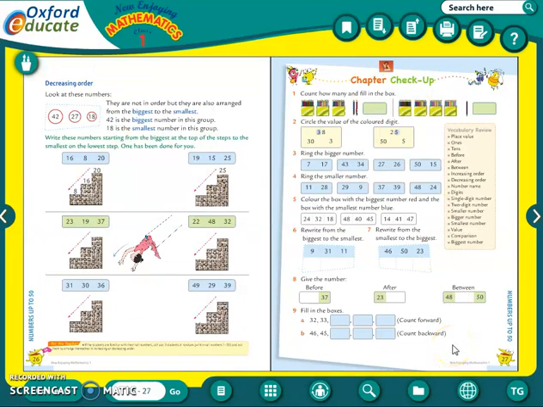This is the homework. And then in the notebook we will also continue. In the notebook I'll give you one more work of increasing order and decreasing order in the next class. Okay, so complete this much in the textbook, and then students, we will continue in the next class.